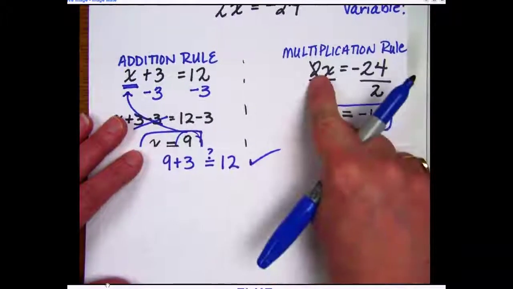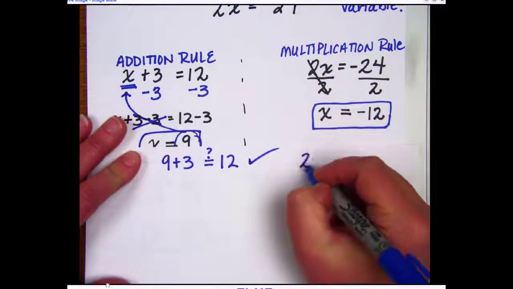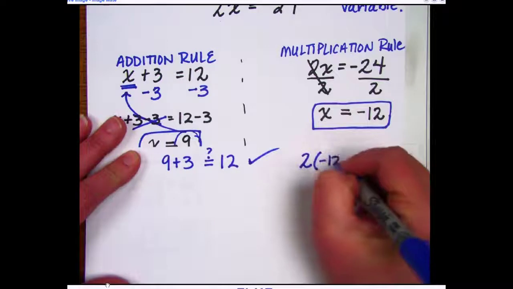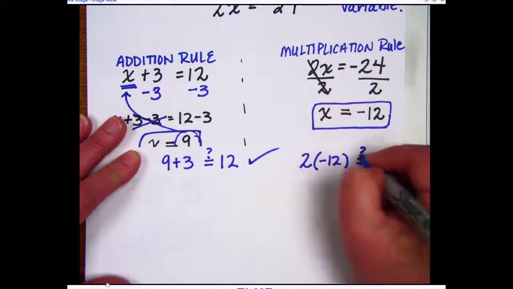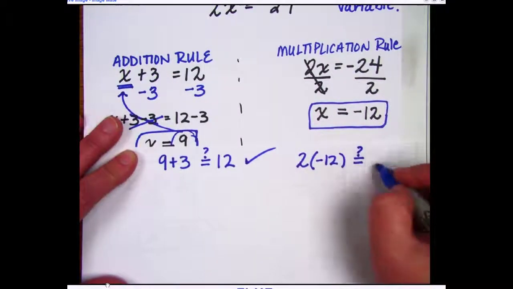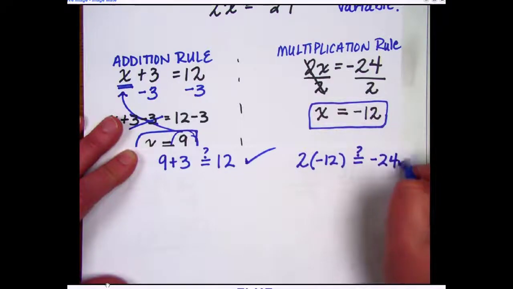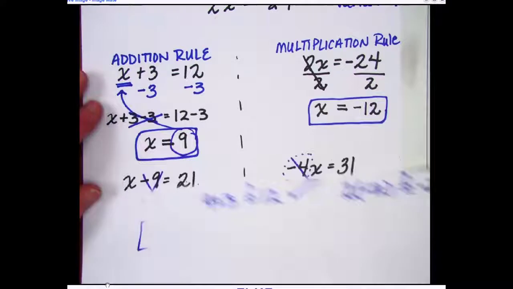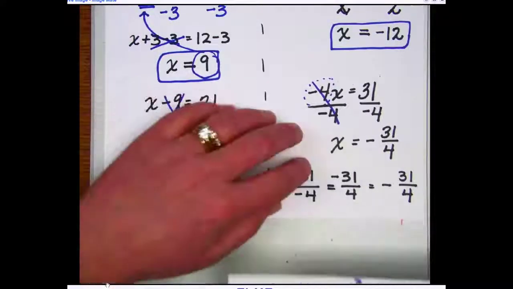Similarly, over here, if I go back to the original problem, it was 2. And if I plug this in for x, I can ask myself, does 2 times negative 12 equal negative 24? Yes, it does. So I know that negative 12 is my answer. Now you can do the same thing down here.